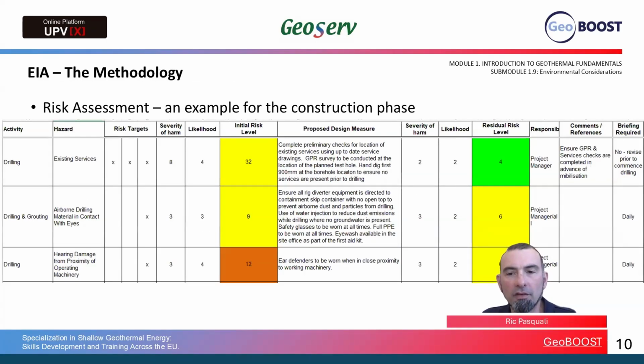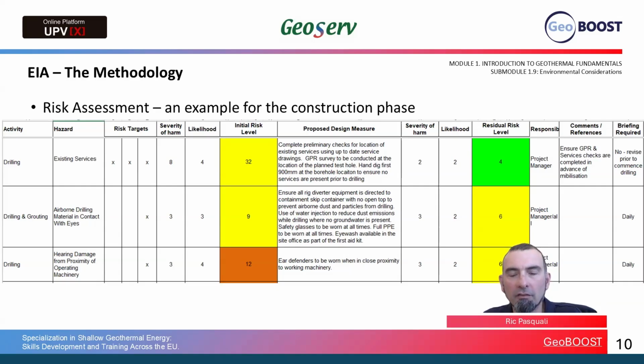So an example of a risk assessment matrix is on the screen here, and you can see this is an example from the construction phase of one of our projects. And in the top line there, for example, the activity is associated with drilling. You can see a hazard is defined as part of the risk assessment. In this case, we're considering existing services, and we've defined with the three X's there that the risk targets are persons, the environment, and others, that basically the severity is high and the likelihood is low.